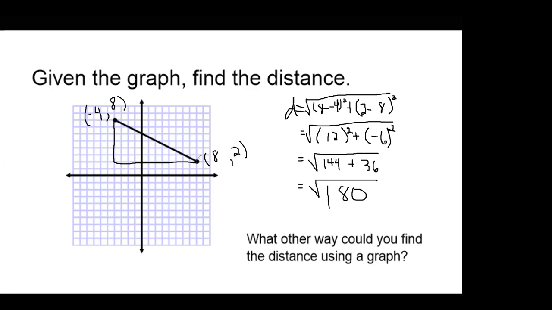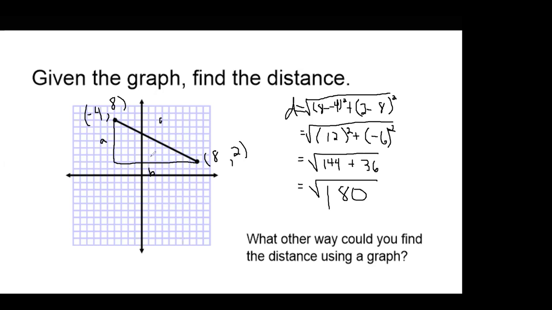A right triangle. Does anybody know a specific theorem? Yeah, Pythagorean theorem. So if that's A, that's B. This distance right here, that hypotenuse, is C. So we can use the Pythagorean theorem to also find that distance right there. Does that make sense? So we would have to make a right triangle like that.